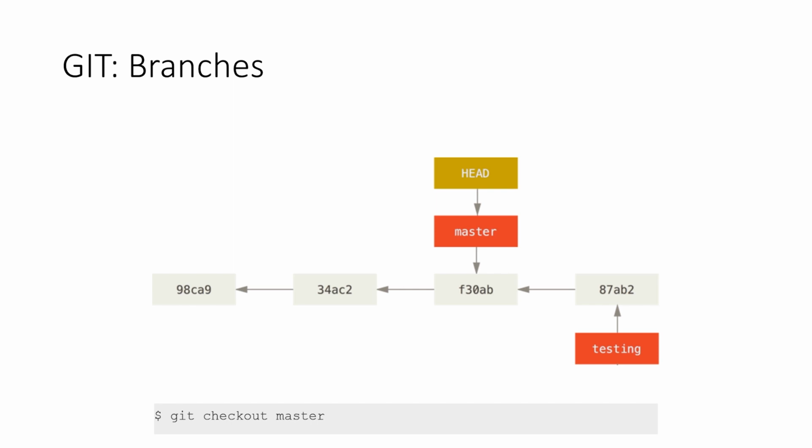Let's switch back to the master branch. That command did 2 things. It moved the head pointer back to point to the master branch, and it reverted the files in your working directory back to the snapshot that master points to.